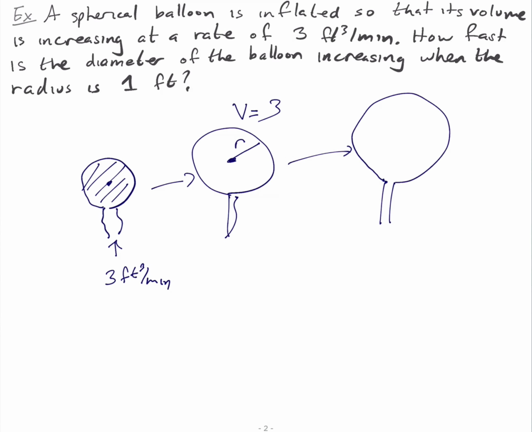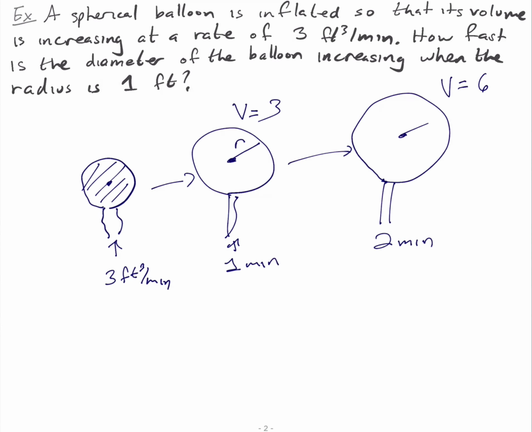Now, what I want to get at here is, we're looking at after 1 minute, and then after 2 minutes. After 1 minute, the volume is 3, right? Because you're blowing air 3 cubic feet per minute. After another minute, it's 6. After another minute, it's 9, and so on and so forth. So the volume is changing 3 cubic feet per minute, right?